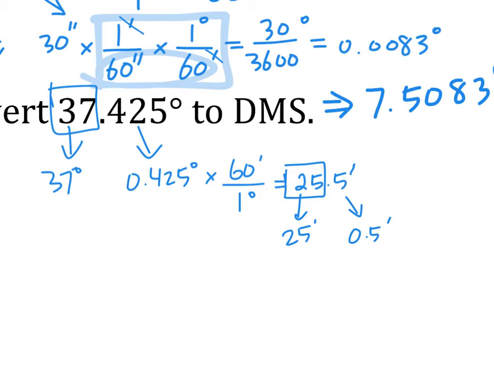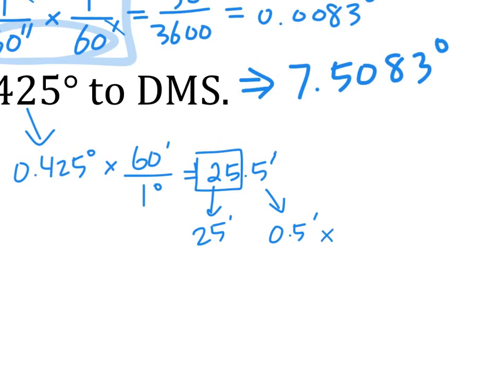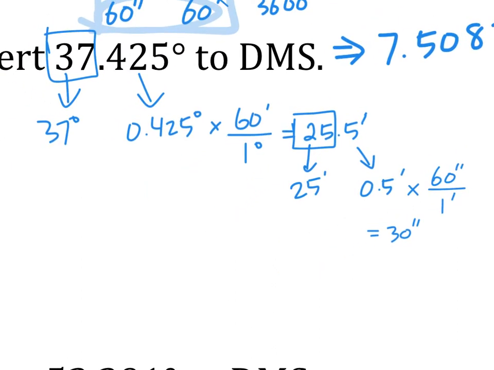So 0.5 minute is how many seconds? 30? Yes, but if you're not sure, what's the conversion factor? Yeah, 60 seconds over 1 minute. So this is going to give me 30 seconds. So then we take the whole thing together at the very end and we put it into DMS. 37 degrees is from the original problem. We converted 0.425 degrees and we got 25 minutes, that's whole minutes, and then the leftover is 30 seconds.